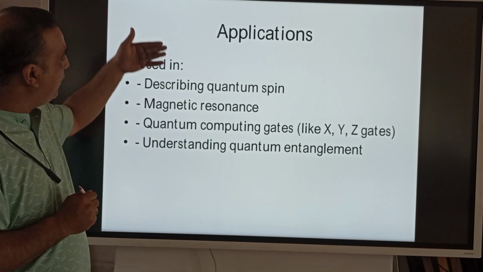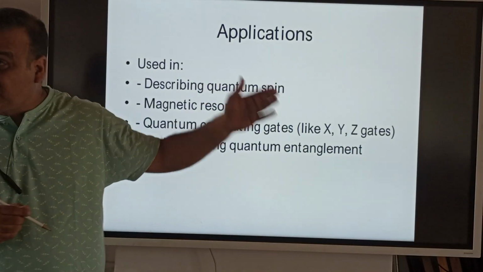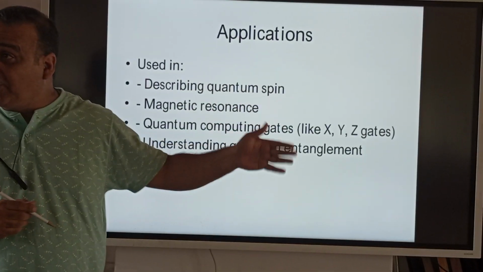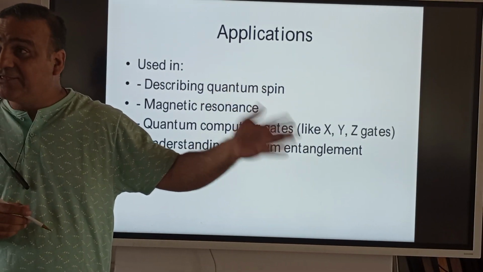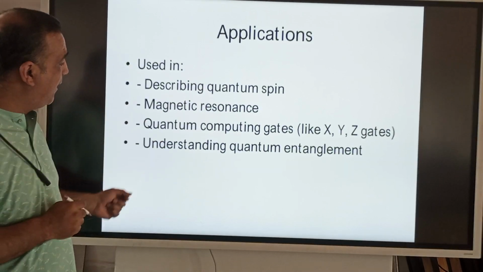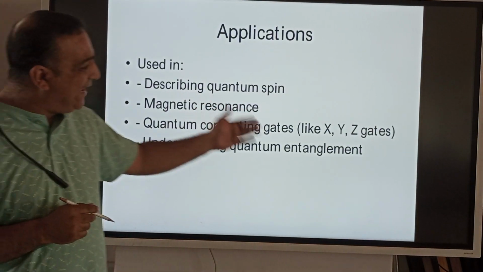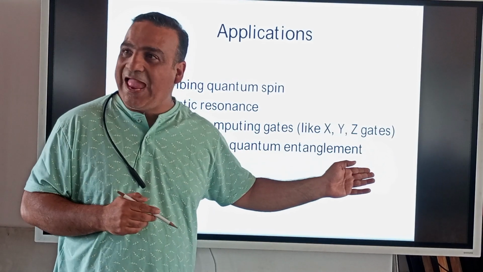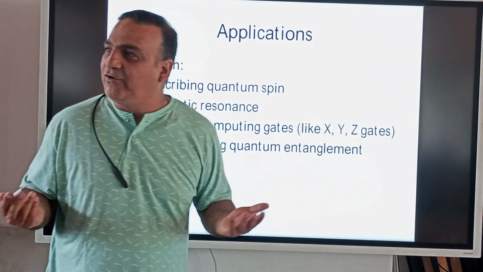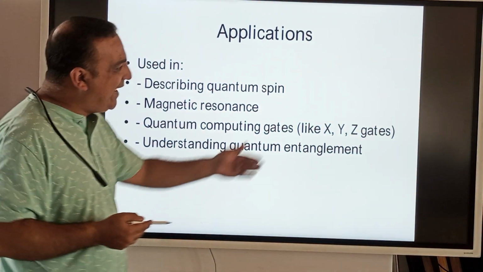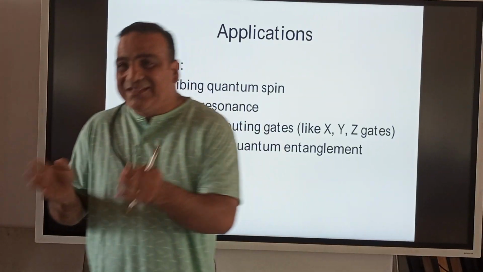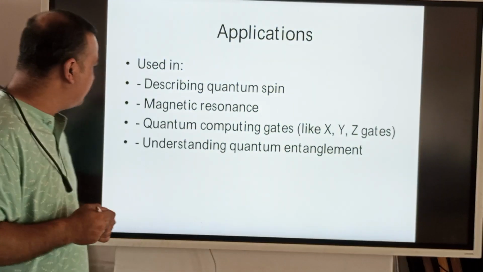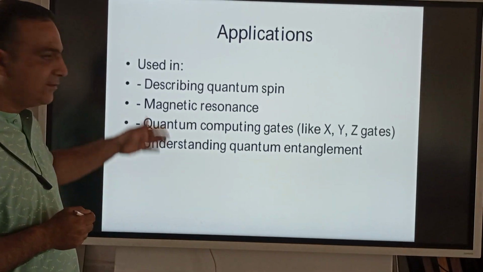What we do is we describe the quantum spin using these Pauli spin matrices. We can talk about magnetic resonance, as I talked about in the previous lecture. In quantum computing, there are gates like X gate, Y gate, and Z gate. So here we don't have OR and such gates. We have gates like X, Y, and Z, and these basic gates can be built using Pauli spin matrices. Magnetic resonance. Yeah.